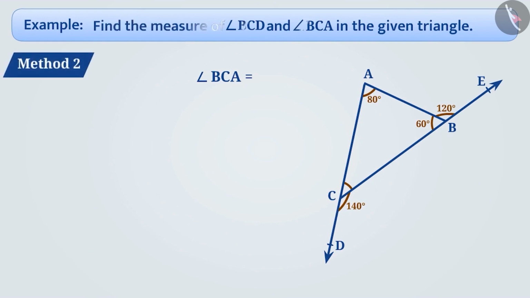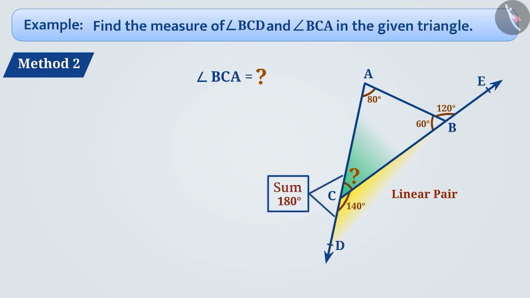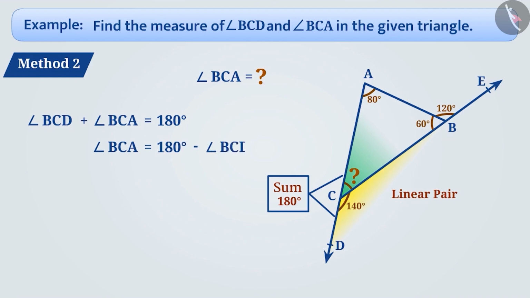We can find the measure of angle BCA using another method. As you can see here, angle BCD and angle BCA form a linear pair. So, their sum will be 180 degree. Angle BCD plus angle BCA is equal to 180 degree. We can say that angle BCA is equal to 180 degree minus angle BCD, which is equal to 180 degree minus 140 degree, which is equal to 40 degree.